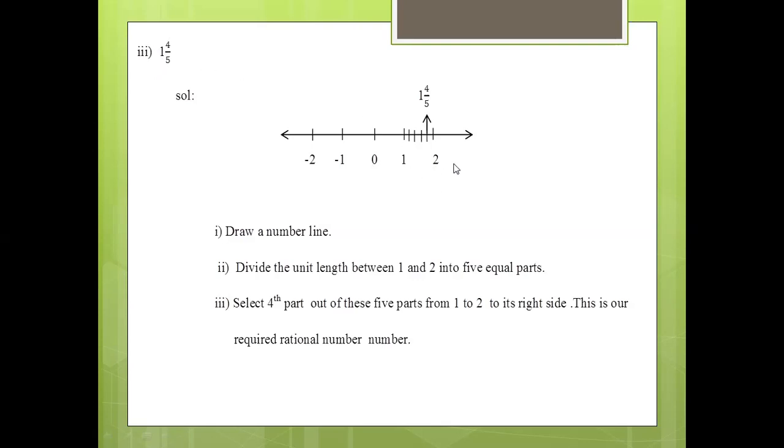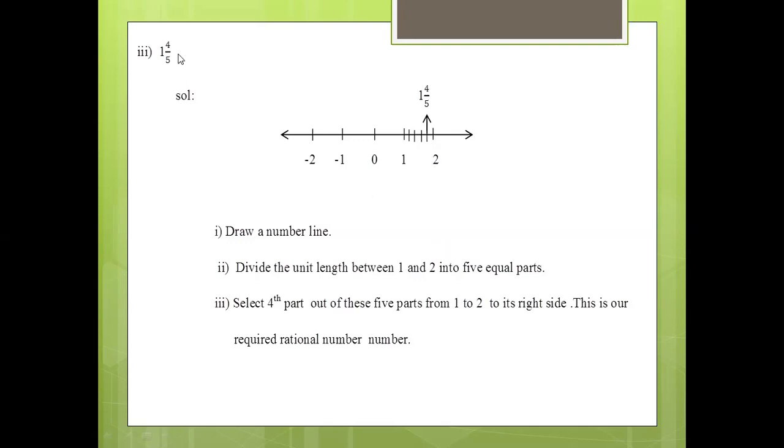So between 1 and 2, this unit length, we divide into how many parts? Look at the denominator. Denominator is what? 5. So divide into 5 equal parts. Look, 1, 2, 3, 4, and 5. Remember one thing, the last part should end on the second value. For example, when you draw 2 by 3, you start from 0 to 1. So you have to divide it into 3 equal parts.